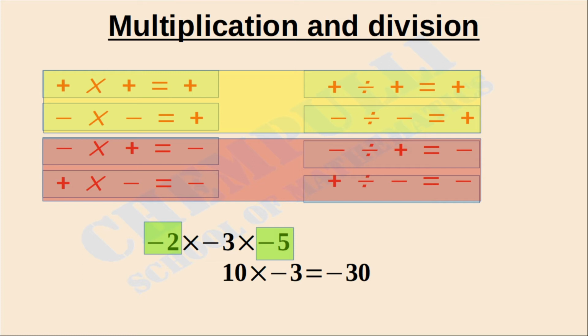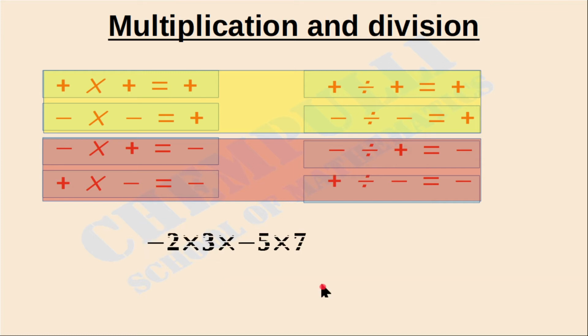Clear? Okay, then the next, the four number case, that is negative 2 times 3 times negative 5 times 7. Only 3 means positive 3, only 7 means positive 7. First, I am going to take the first two numbers and the last two numbers, that way I am going to take here.